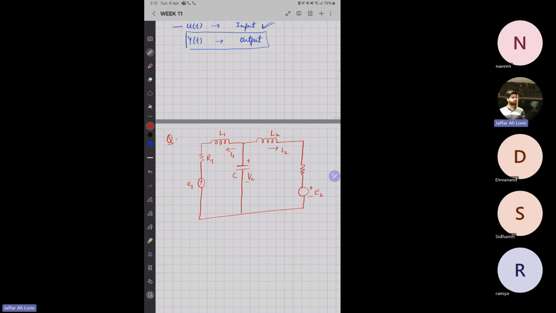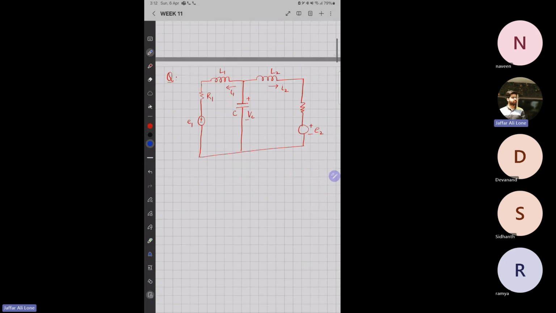So we have been given this circuit. How can we write the dynamics of the system in state space form? The question says to take E1 and E2 as inputs, I1, I2, and VC as states, and VC as output.